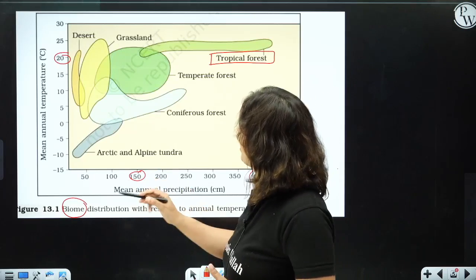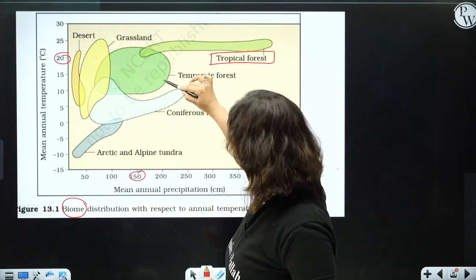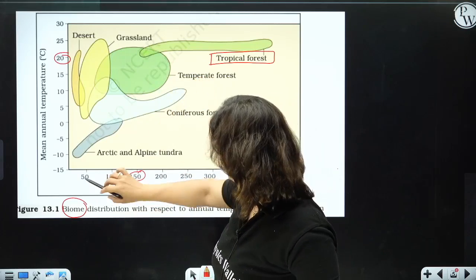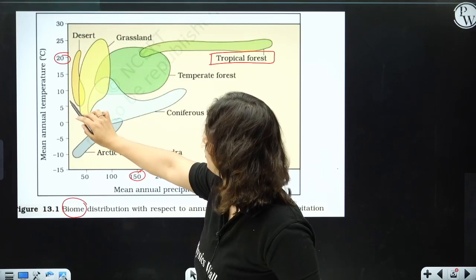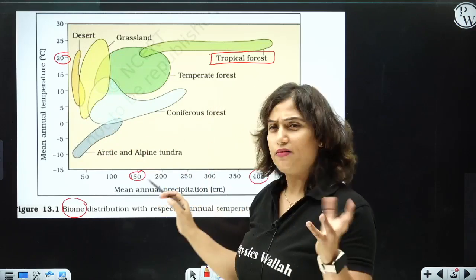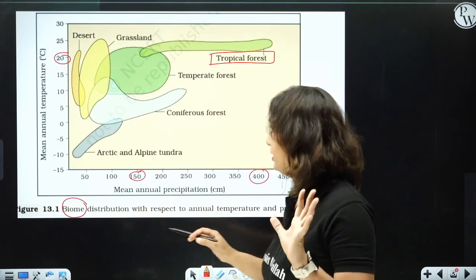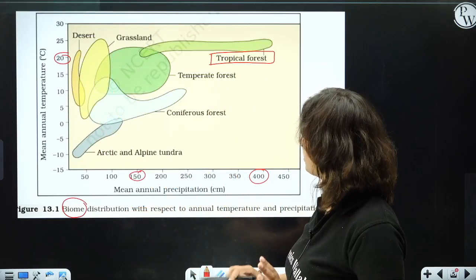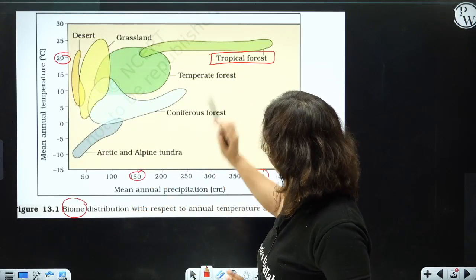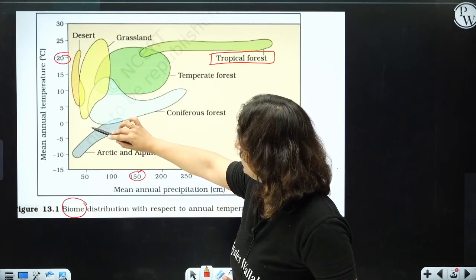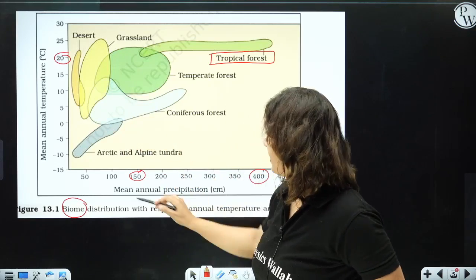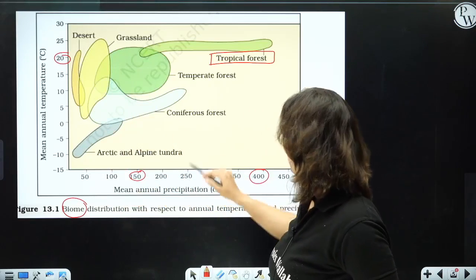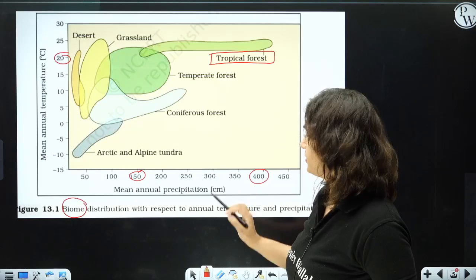Then come the grasslands. The grasslands have a mean annual precipitation of about 50 to 200 and a mean annual temperature of about 10 to 20. So they also have nice productivity, but not as high as tropical forests. Now, the temperate forests. In temperate forests, the mean annual temperature ranges from 0 to 10 and the precipitation ranges from 50 to around 250 centimeter.